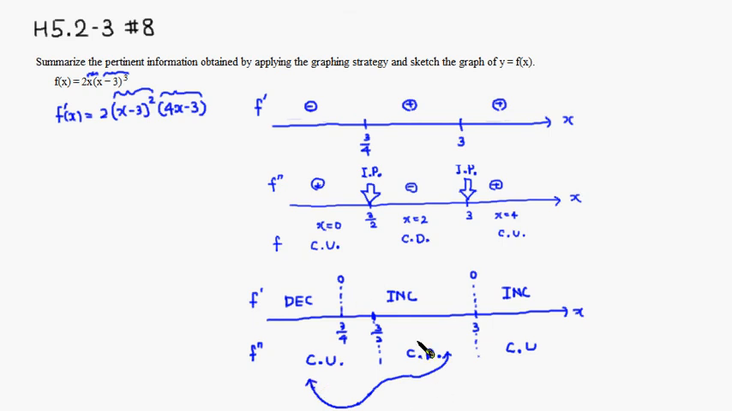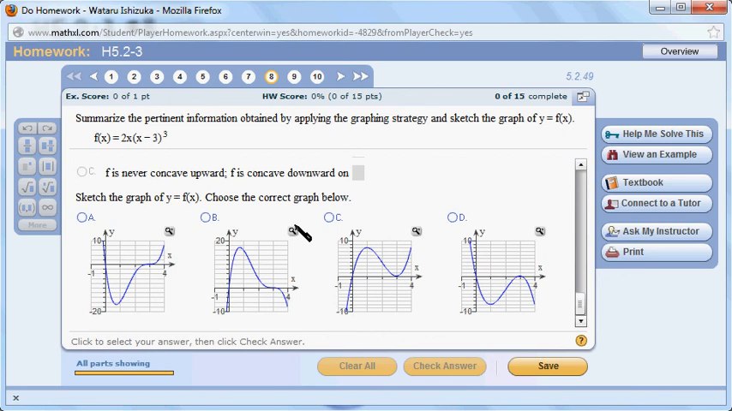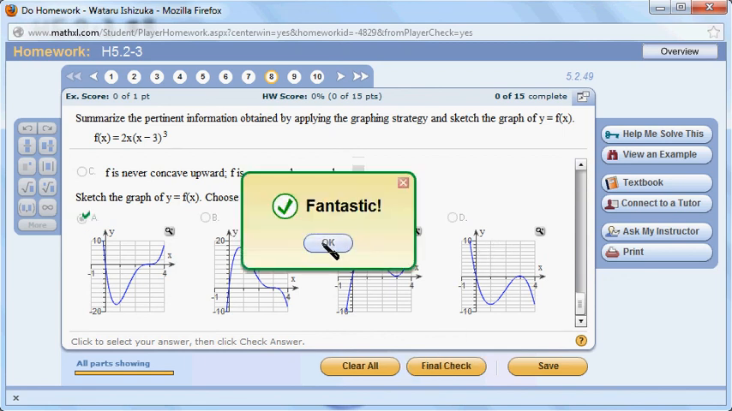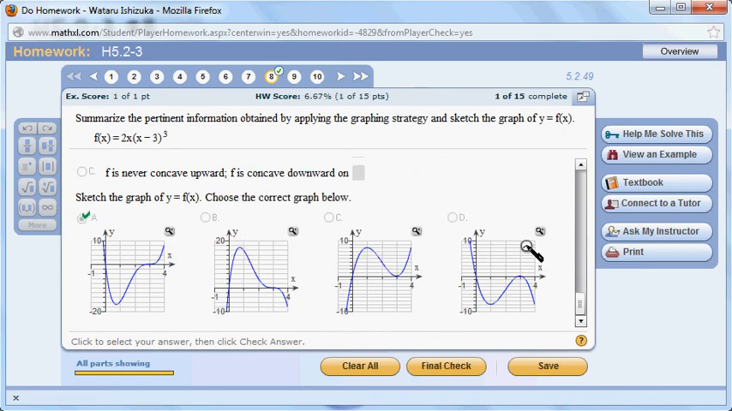Let's see if that's good enough. Go to the choices. Decreasing, increasing and increasing. None of the other choices have that, so this is it. So A. Check the answer. Got that.